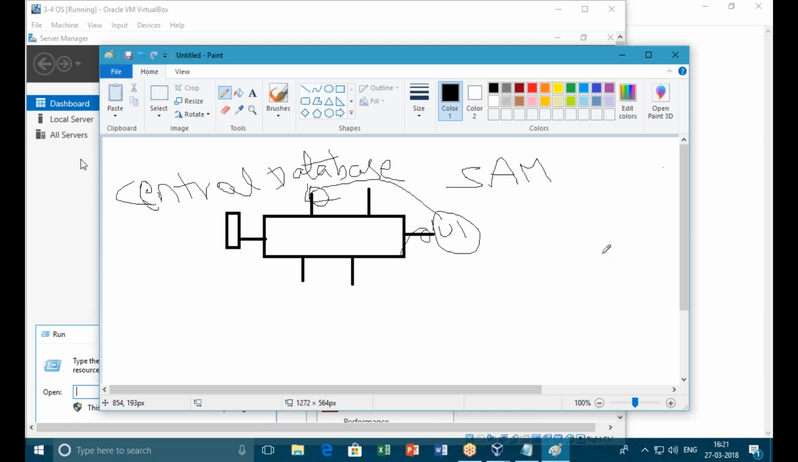But those users can log in on any client machine connected to that server. So here we create users once, but they can log in on any system.